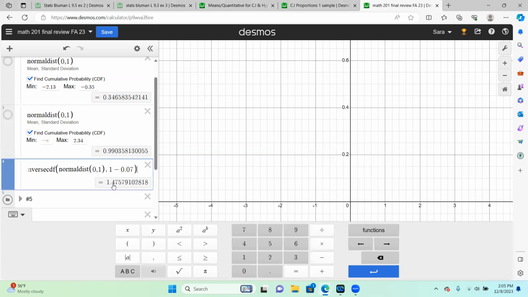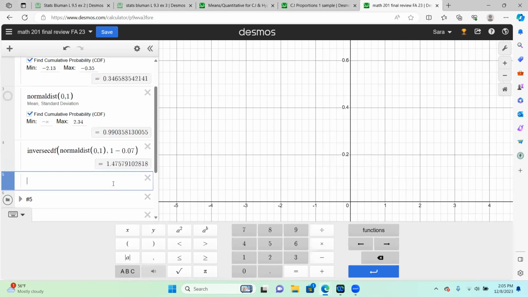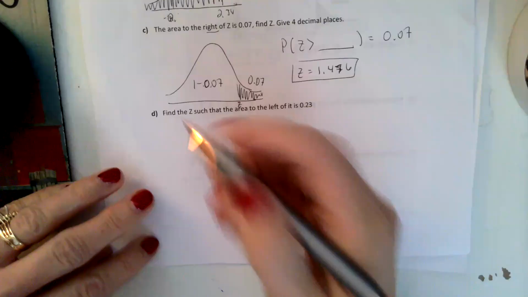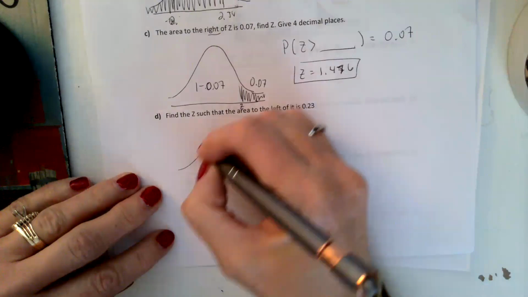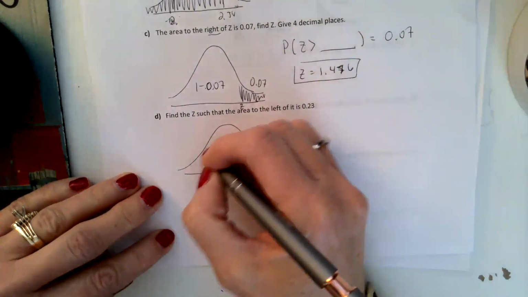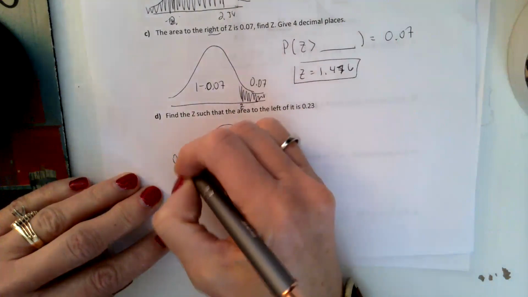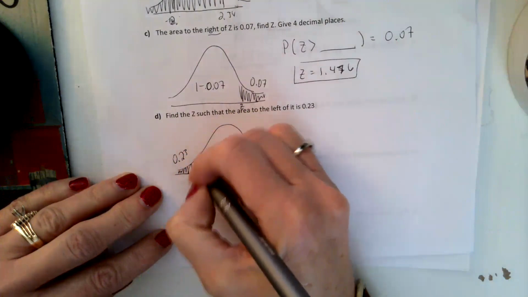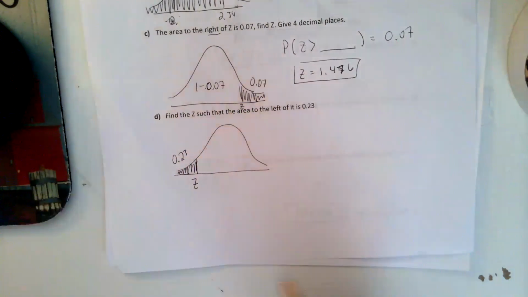And then part D says, find the Z such that the area to the left is 0.23. So that picture is going to be area is 0.23, and so it's this area right here. And we want to find the Z that goes with that.